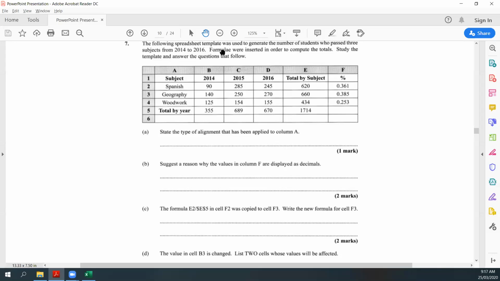Let's take some time, and I want you all to attempt this question. I'll just read it. The following spreadsheet template was used to generate the number of students who passed 3 subjects from 2014 to 2016. Formulae were inserted in order to compute the totals. Study the template and answer the questions below. First, state the type of alignment that has been applied to column A. Suggest a reason why the values in F are displayed as decimals. The formula E2 divided by E$5 in cell F2 was copied to cell F3. Write the new formula for cell F3. If the value in cell B3 has changed, list 2 cells whose values will be affected. I'm going to give you all a couple of minutes to try this on your own. Okay, you can start.